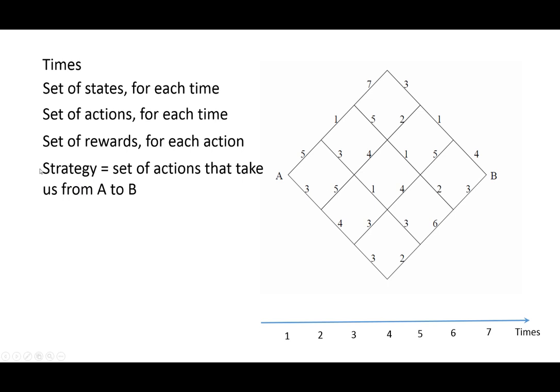The next definition is that of a strategy. This is a set of actions that take us from A to B. Okay? In other words, this is a path, a trajectory. You can imagine something like this. This is one particular path that would take us from A to B. And taking this path means taking a series of actions, and the first action would be go down, then go up, and so on.